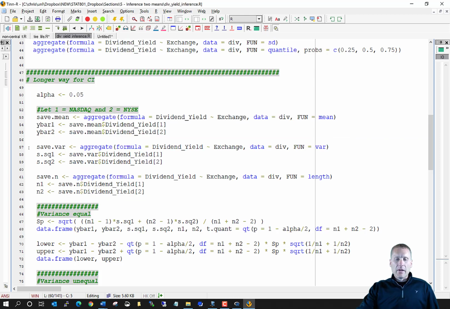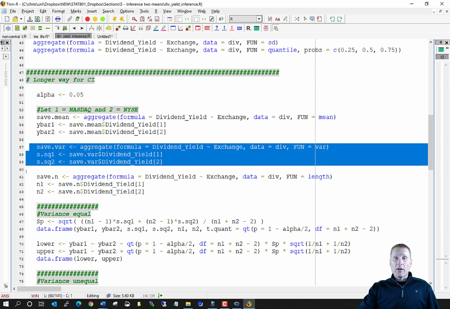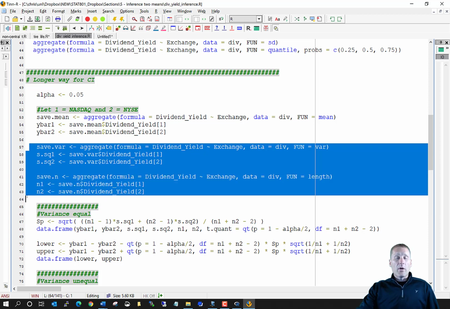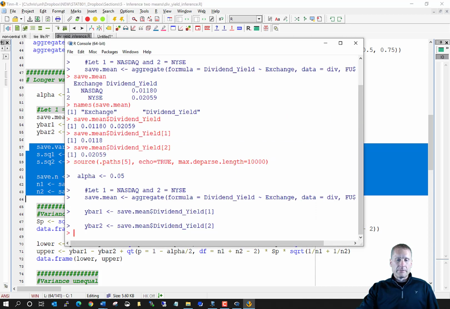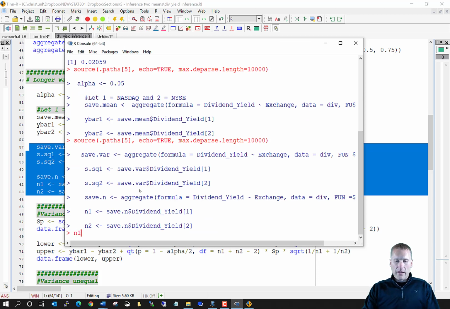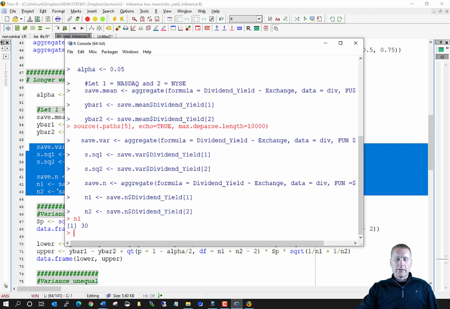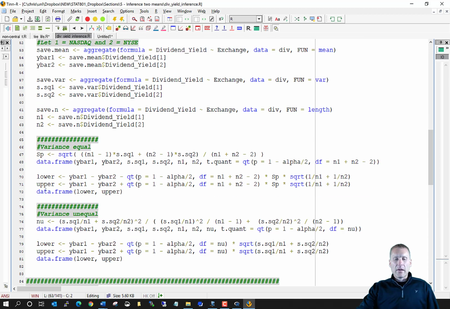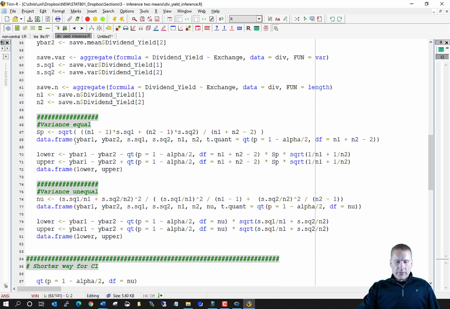We're going to do exactly the same thing with the sample variances, and we're also going to do the same thing with the sample sizes. To do the sample sizes, notice what function I use? Length. So n1 should be 30. In fact, it is.